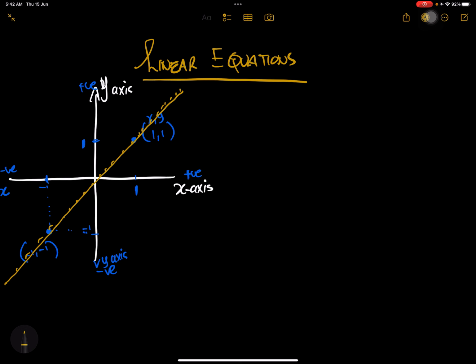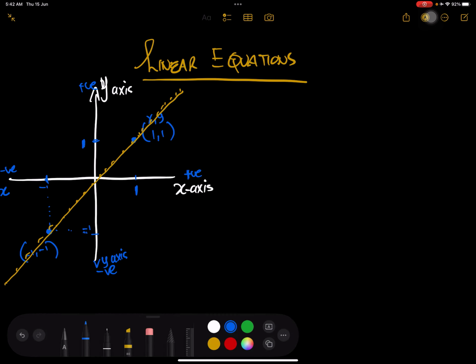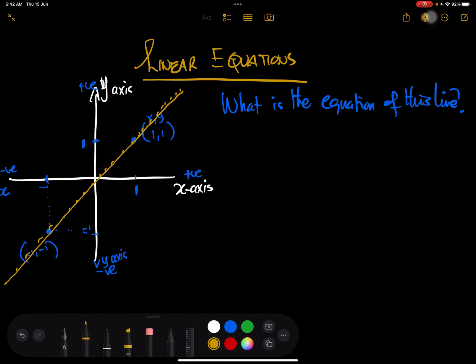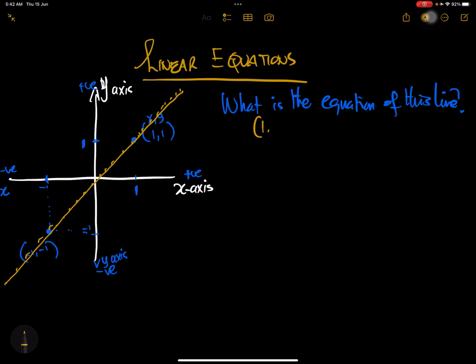How do we form the equation? What is the equation? They can ask us that. What is the equation of this line? How are we able to arrive at it? How do we get the line? The line passes through 1 comma 1 and negative 1 comma negative 1. How are we going to solve this particular problem?